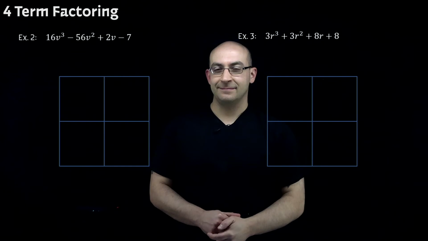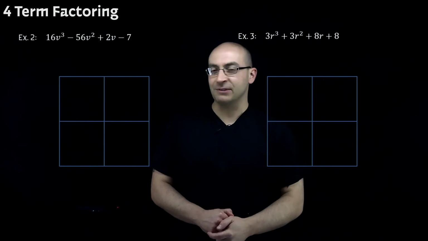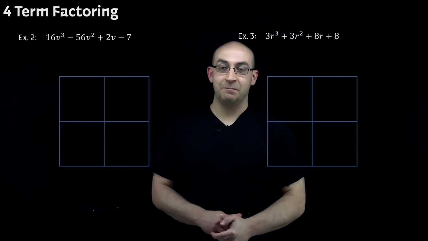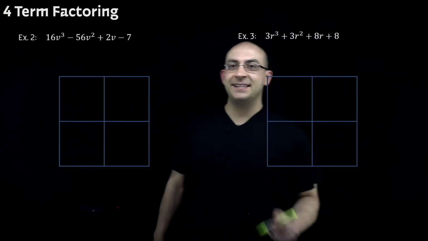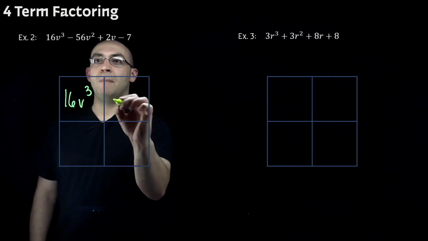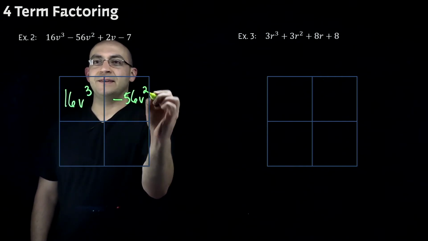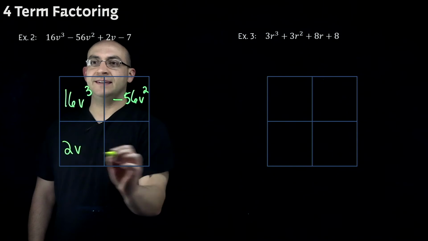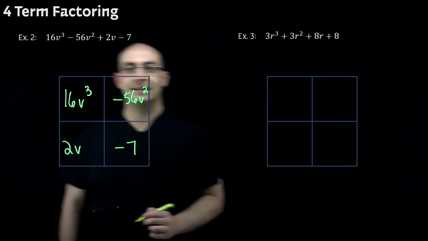Okay. Are you ready? I wasn't really counting, but I don't think that was even a minute. Let's see how good you are. 16v to the third power minus 56v squared, 2v, and negative 7.